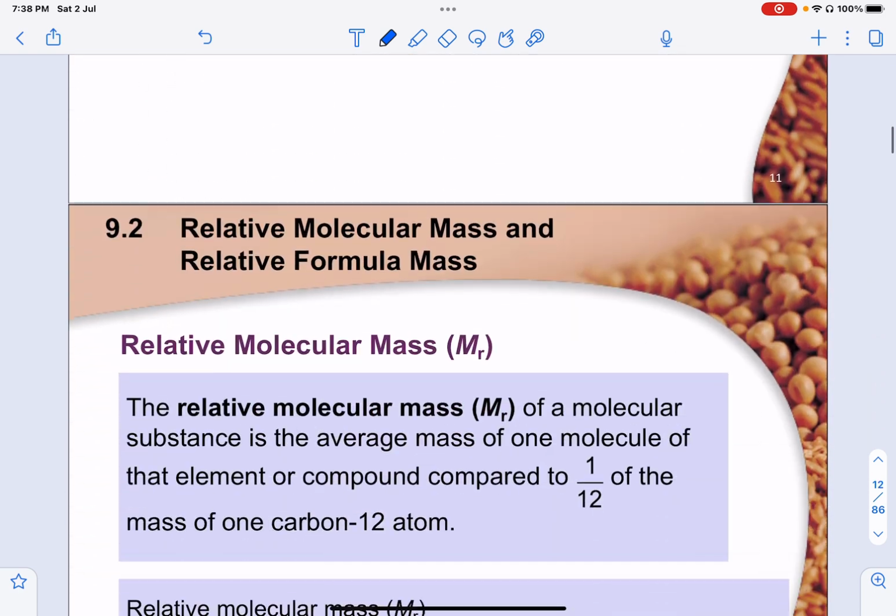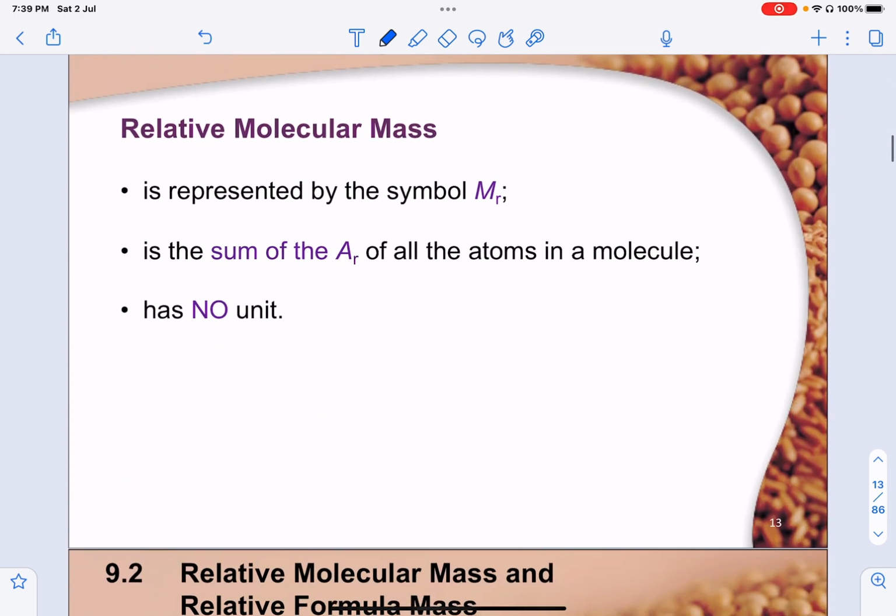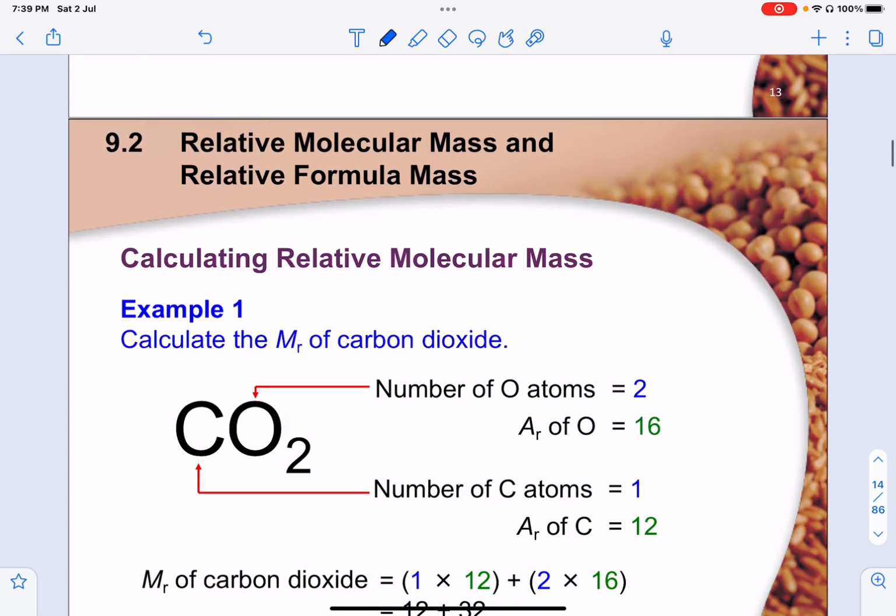Moving on, we look at the relative molecular mass of a molecular substance. In this case, we just have to change the word atoms to molecules, where it becomes either an element or compound. Again, the other key things are still the same. Rather than being represented by Ar, relative molecular mass is represented by Mr. This is the sum of all the Ar of the atoms in the molecule. Again, there are no units for this particular item.